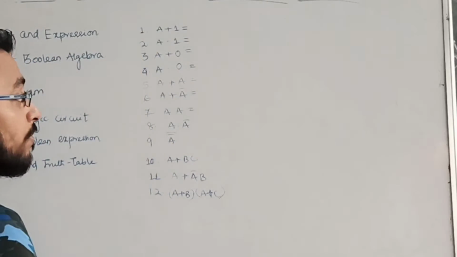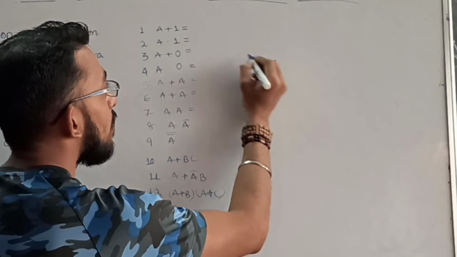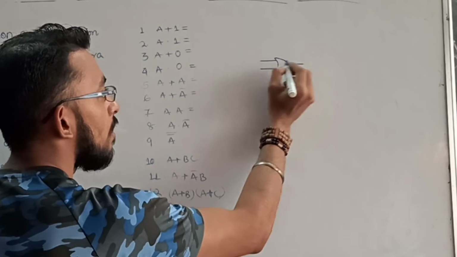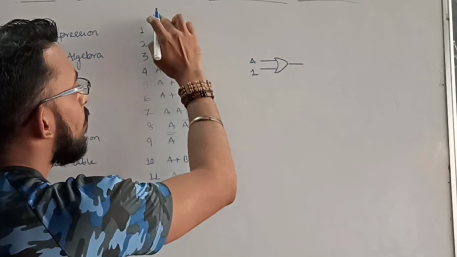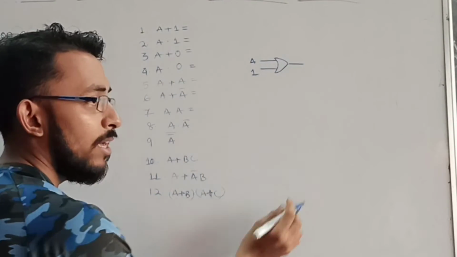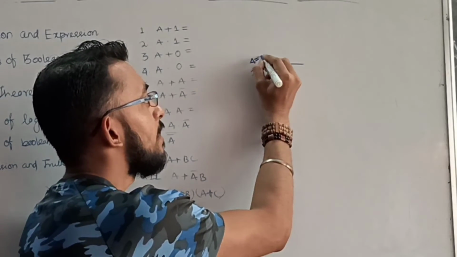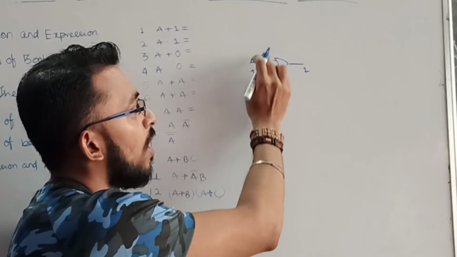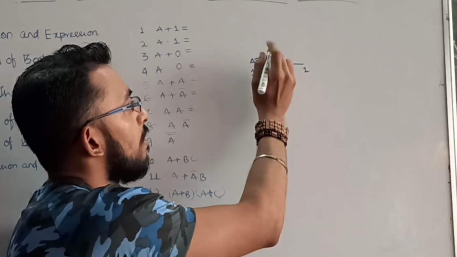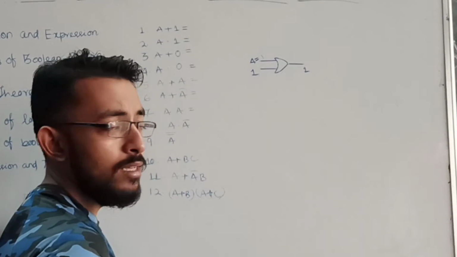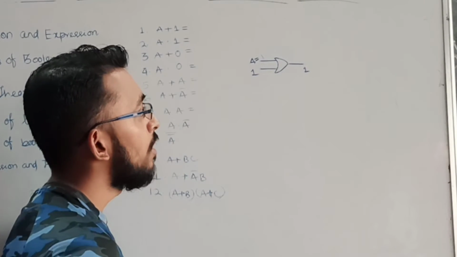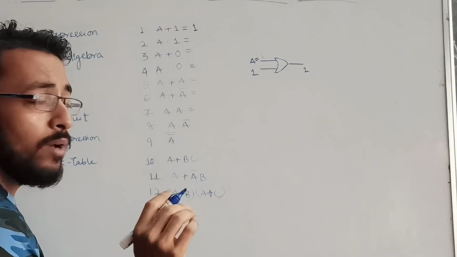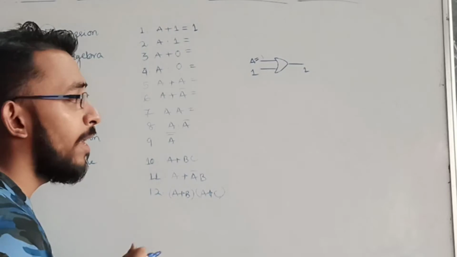Now let me start from the first. A plus 1: there is an OR operation here. This is A, this is 1. One input is A, second input is 1. Now tell me, if I apply 0 for A, then what will my output be? It is nothing but 1. Since this is 1 0, the output is 1. If my A is 1, then 1 1 will also give me 1. It means my A plus 1 will always give me value 1, whatever the value of A.